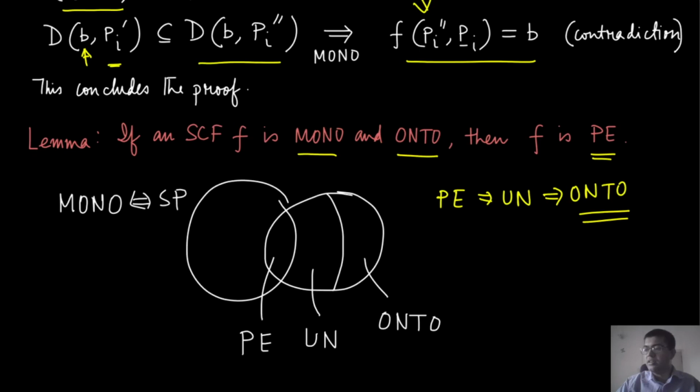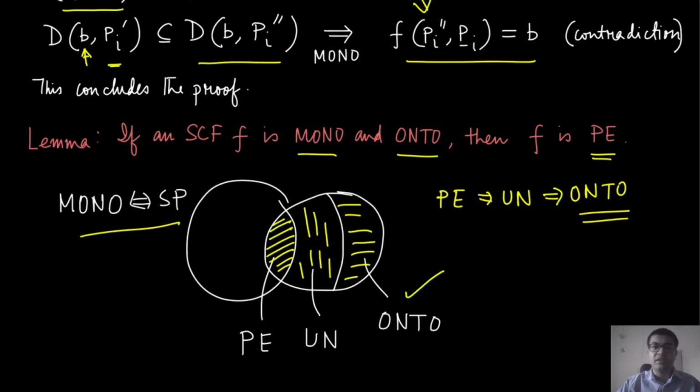So the picture will look like something like this. You have this Pareto efficient social choice functions living here. They are contained within this unanimous social choice functions, and then you have this onto social choice functions, which is the largest set. Now whenever we are applying monotonicity or strategy proofness along with ontoness, the whole space will shrink to only PE. So what we can say is on the space of social choice functions which are strategy proof or monotone, these notions of Pareto efficiency, unanimity, and ontoness are one and the same.